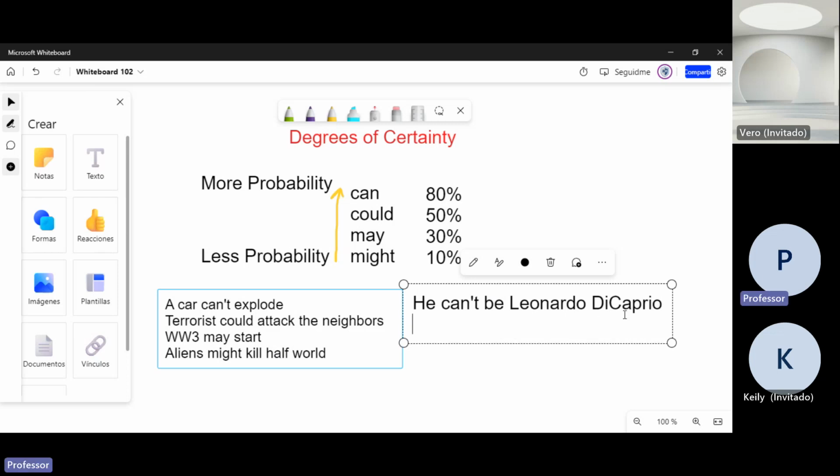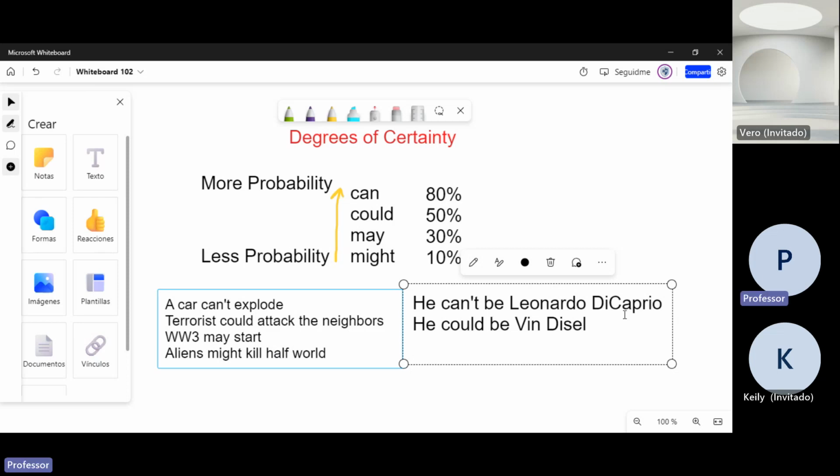Now let's go to 50%. He could be, I don't know, Vin Diesel. Well, let's say in this case, it could be Vin Diesel because maybe his body or his tone of skin is similar to Vin Diesel. It could be. It's 50%. You're not pretty sure. Maybe he has a lot of makeup and you're not really sure.